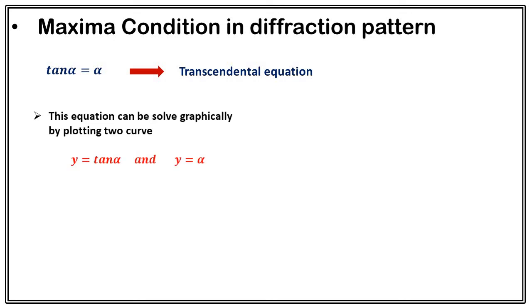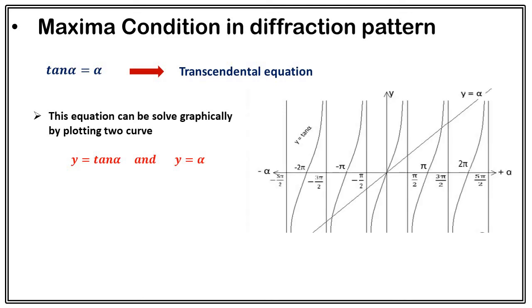And to do that, we just need to plot two curves, one for tan alpha, another for alpha. Here these curvy lines are for tan alpha and this straight line passing through 0 is for alpha. All the intersection points of tan alpha with alpha will be the solutions for alpha. So just plot these two curves with alpha as the independent parameter and y as the dependent parameter. And here you can see the very first cut point is at alpha equals 0.